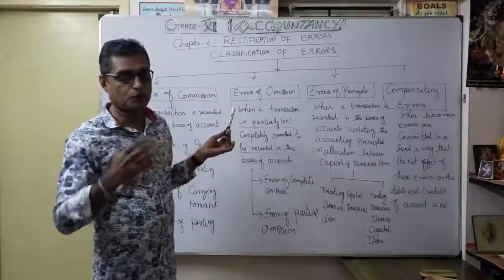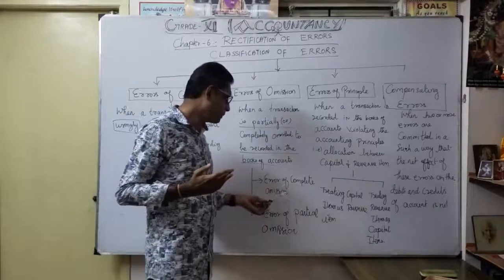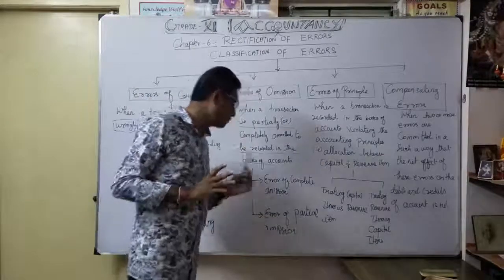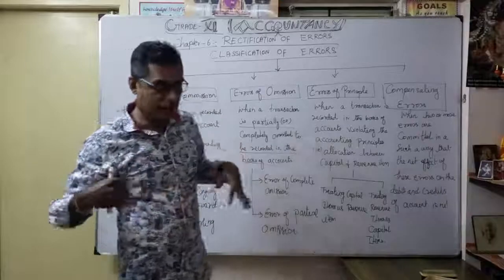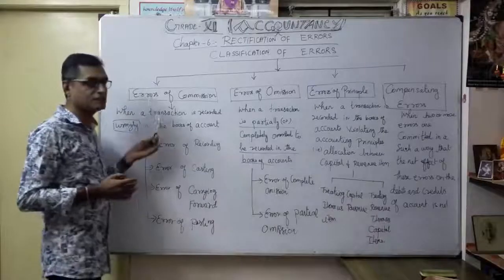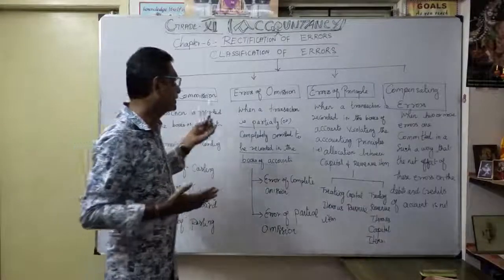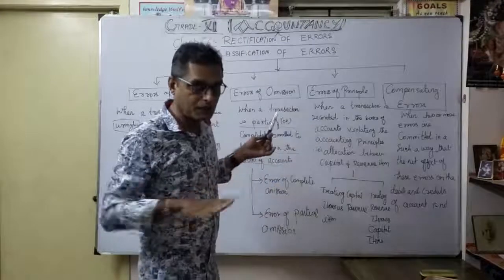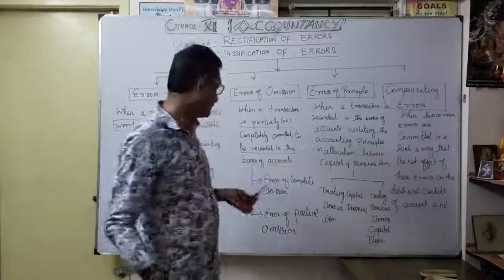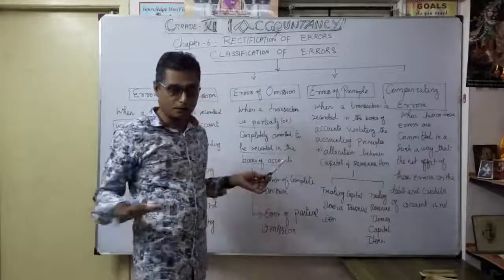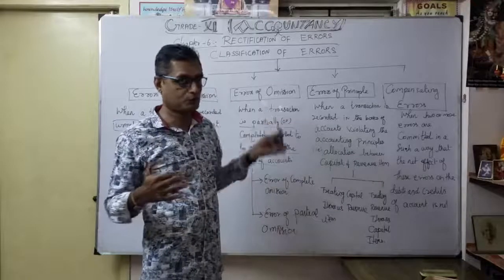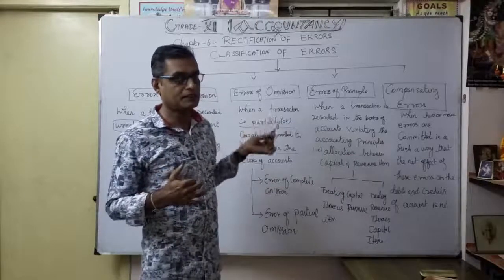If you totally omitted it, that is called error of complete omission, or totally omitting the particular transaction, or error of partial omission. Later on we will discuss the details. Now, understood: error of omission is just the opposite. In commission, we did it, but wrongly. What is error of omission? You totally forgot to record the transaction, whether error of complete omission, completely omitted, or partially omitted. These are the 2 classifications under errors of omission.